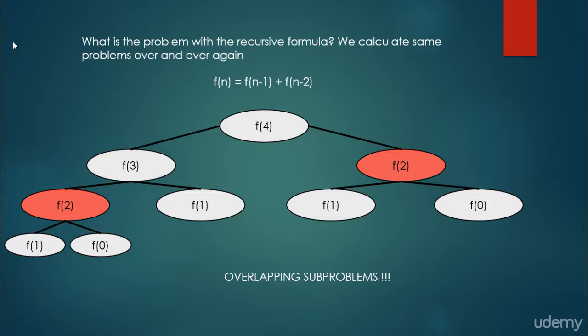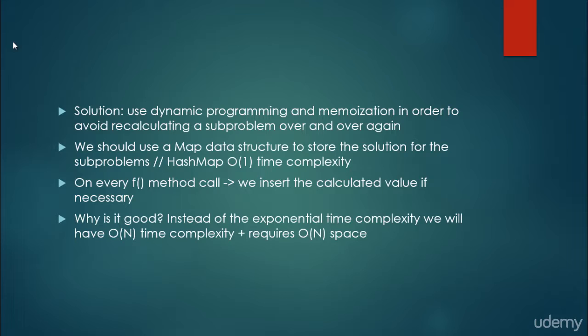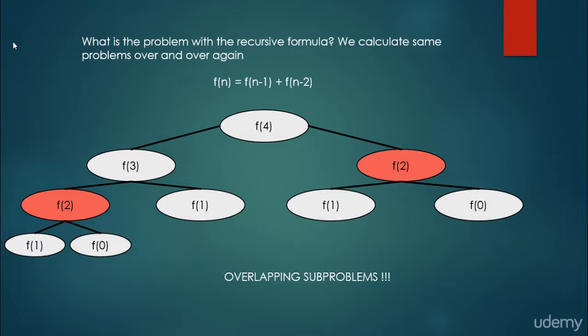And you may guess that if it's huge, for example, we would like to get F99, the 99th Fibonacci number, there would be lots of overlapping subproblems. And we have been talking that the solution is we have to use dynamic programming. If we have overlapping subproblems, then we definitely use dynamic programming and memoization in order to avoid recalculating a subproblem over and over again, because that's what's happening here. We calculate F2 two times instead of just one.